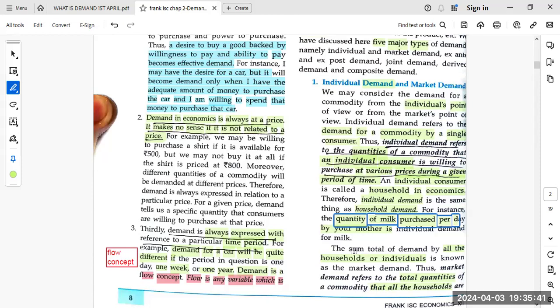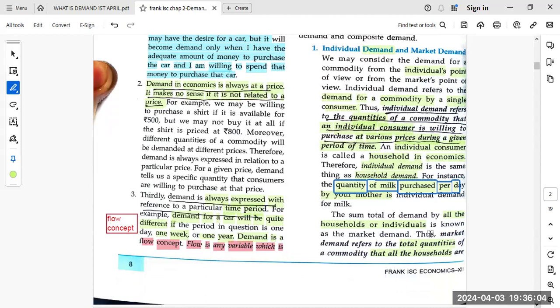So what is market demand? The sum total of demand by all the individuals is known as market demand. This is an easy definition, but you don't have to write this definition in the examination if they ask you what is market demand. So don't write this definition. The sum total of demand of all the households is known as market demand. You have to write the definition which is given in black. And there is where you lose the marks. Instead of getting 2 marks, you will get 1 mark if you write this.